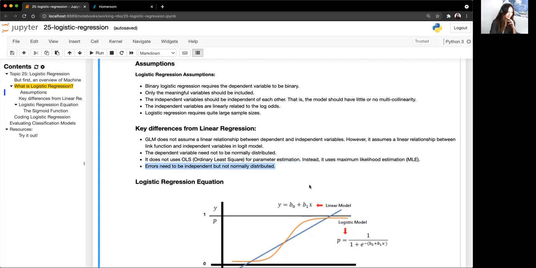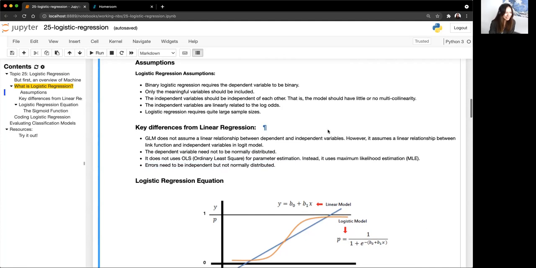Also, errors need to be independent but not normally distributed. So you don't really have to check for normality of your errors when it comes to logistic regression, which is good. One less thing to check for. All right, any questions at this point yet? We're about to get into what this logit function and log odds thing is.